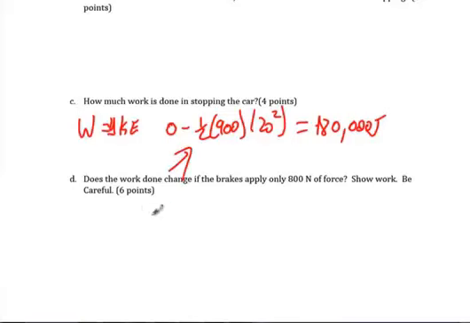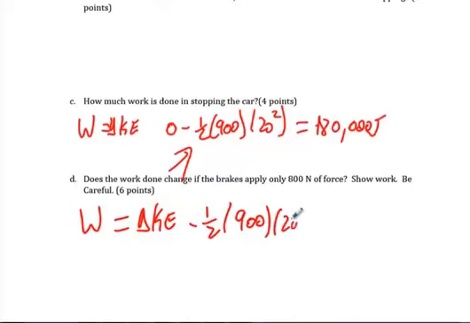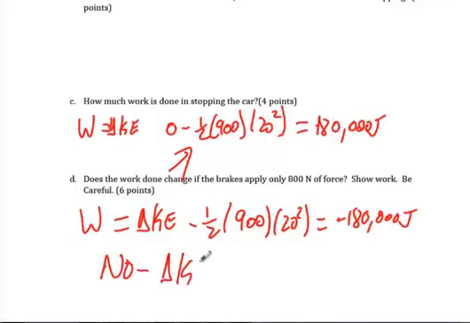Okay. D, does the work change if the brakes apply only 800 newtons of force? You'll notice force is nowhere in this equation. The work done is still change in kinetic energy. It's still negative 1/2 times 900 times 20 squared. It's still negative 180,000 joules. So no, the change in kinetic energy is the same, so the work done is the same.